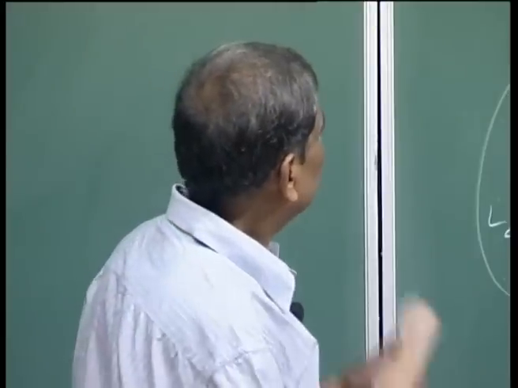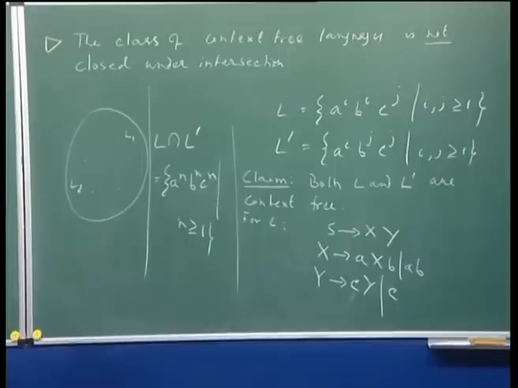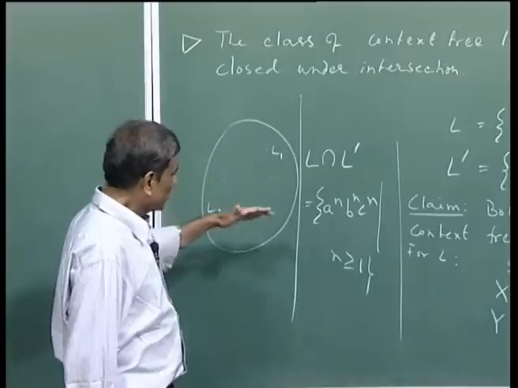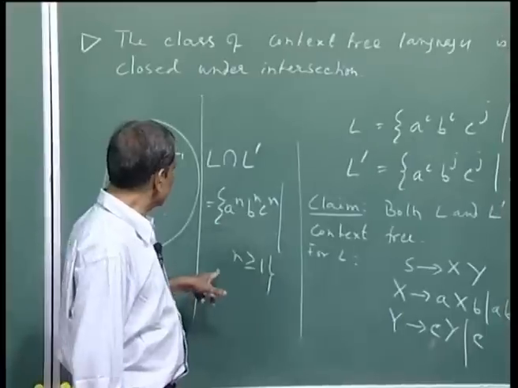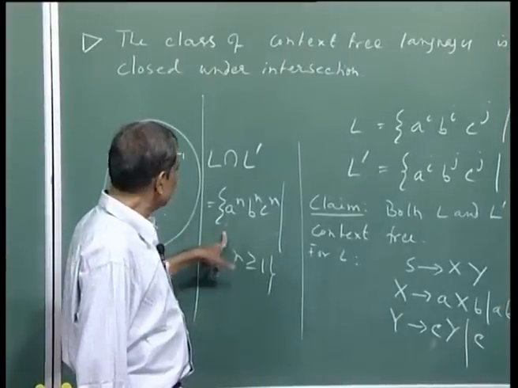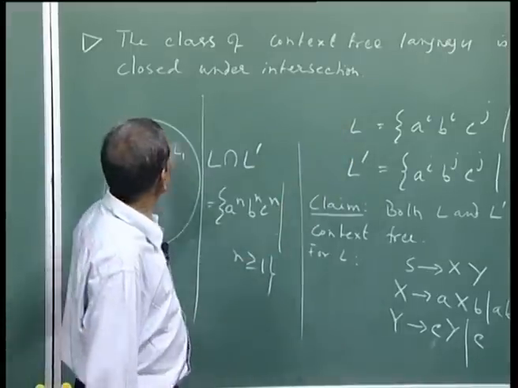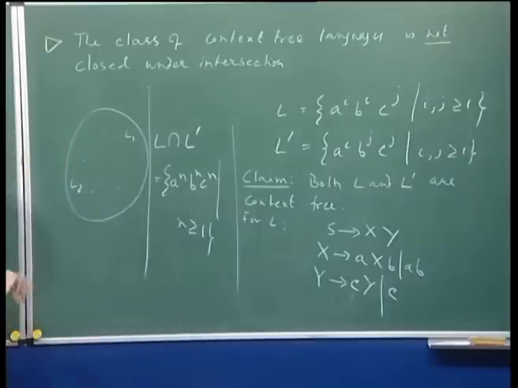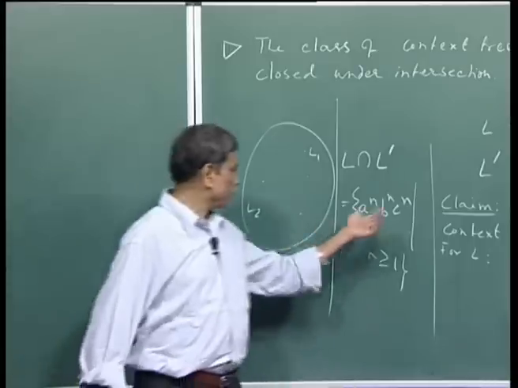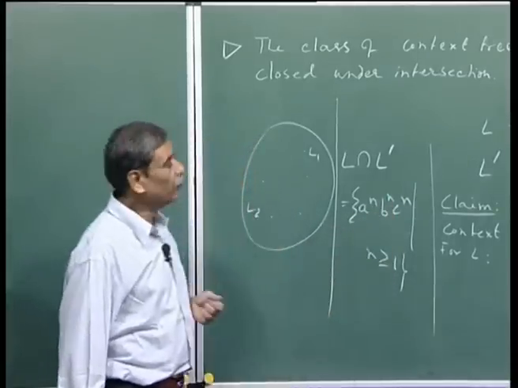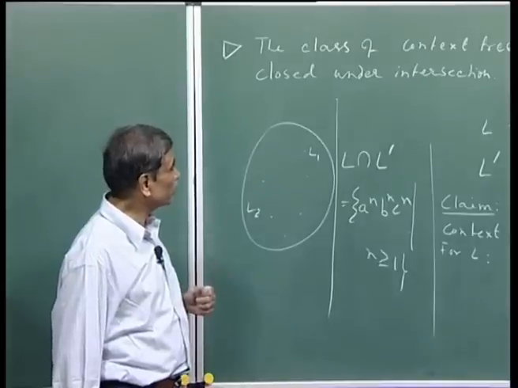So, as you see, a very important result we proved quite easily from the fact that this language is not context free, and this particular language is the intersection of two very simple context free languages. So, the class of context free languages is not closed under intersection, because I could find the intersection of two context free languages, which is a^n b^n c^n, which we proved by the pumping lemma is not context free.